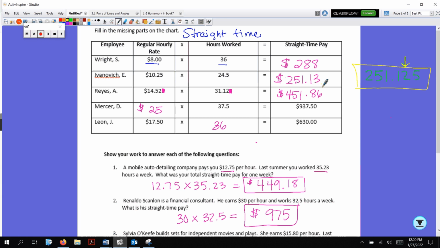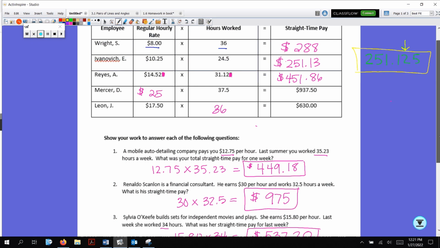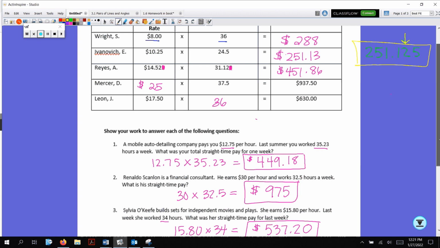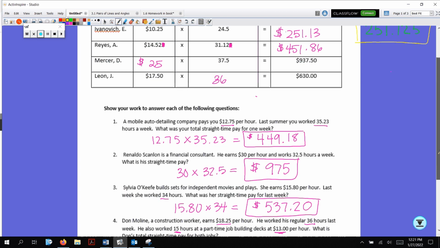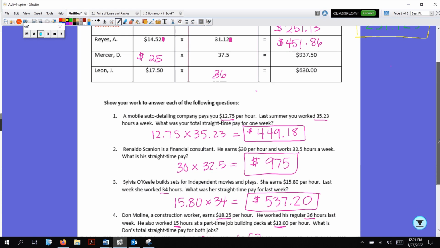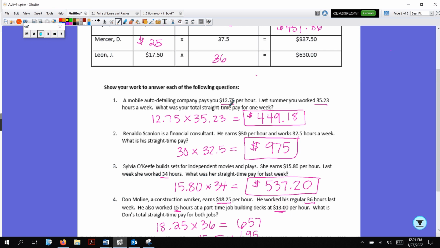Okay? Please don't have 3 digits. That would drive me nuts. So straight time's pretty straightforward. You literally multiply your hours worked by the amount you get paid per hour. So if you want to look at the worksheet and try to see if you know what you're doing, it's just multiplication.